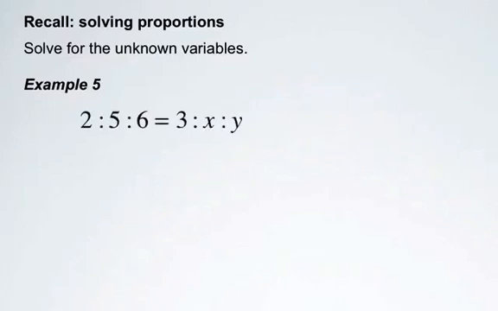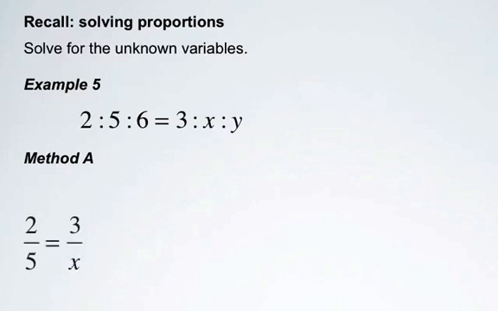In this example, what we have here is a proportion with 3 parts on each side of the equal sign. So we've got a 2 to 5 to 6 ratio equal to a 3 to x to y ratio. There's a couple of methods to try to use to solve this proportion, to solve for the unknowns, and we'll take a look at method A here.